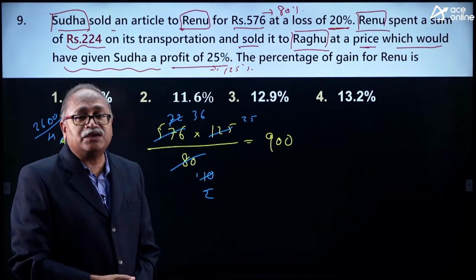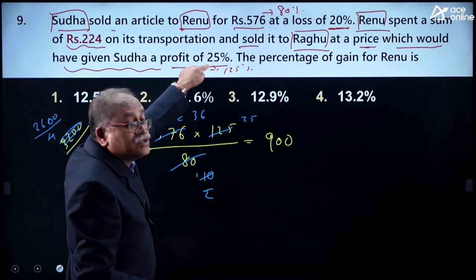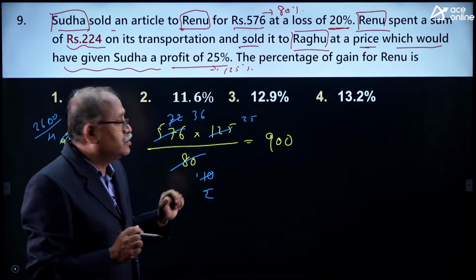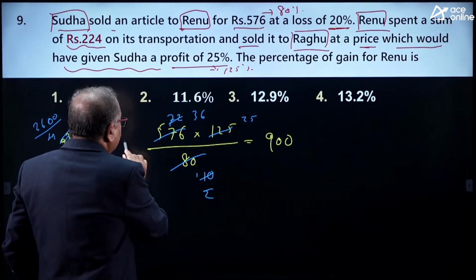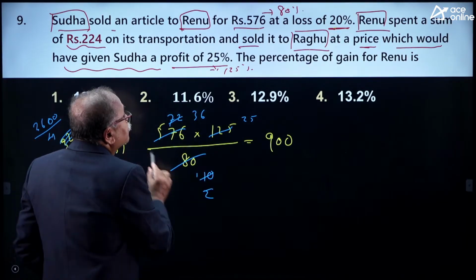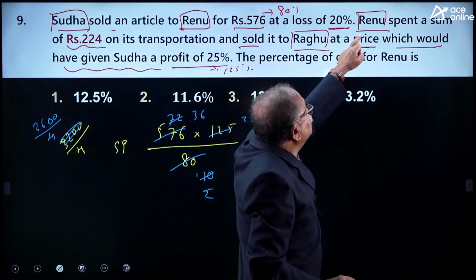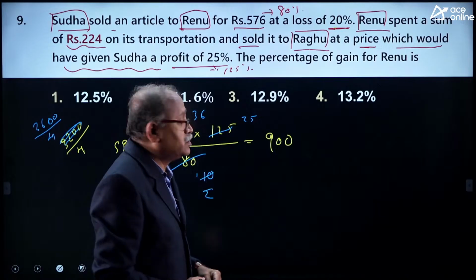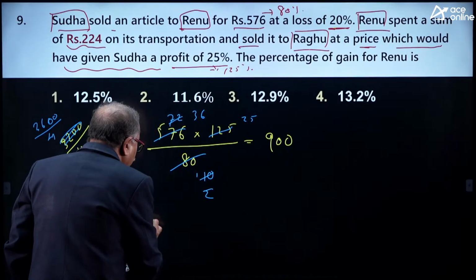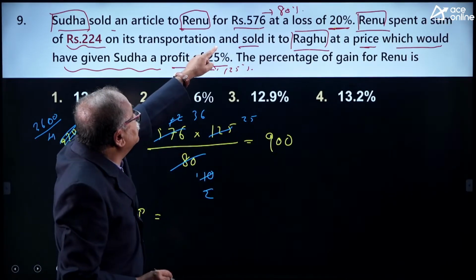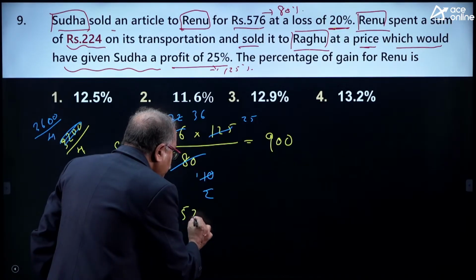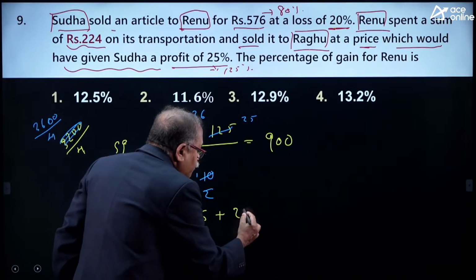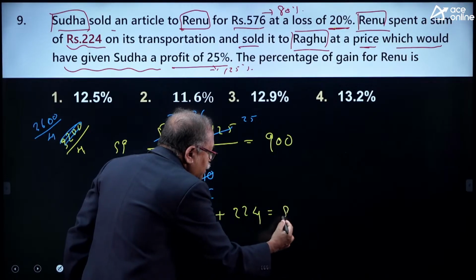This is the selling price according to the 25% profit, if Sudha would have got 25% profit. So, this is the selling price of whom? The selling price of Renu. I need to find out Renu's profit percentage. So, what is the cost price of Renu? The cost price of Renu is nothing but 576 plus the additional expenditure she has done, that is 224, which gives us 800.